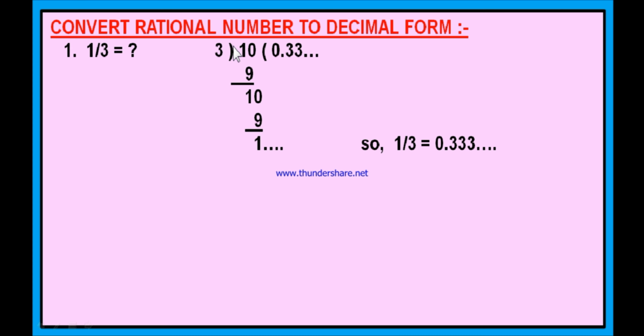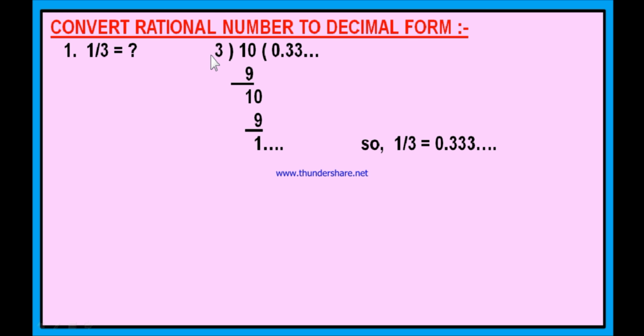So if you divide 1 by 3, you will get 0.333 and so on. Here it is repeating. This 3 is repeating. Therefore it is called a repeating decimal. And at the same time there is no end to this division. Therefore it is a non-terminating and repeating decimal number.